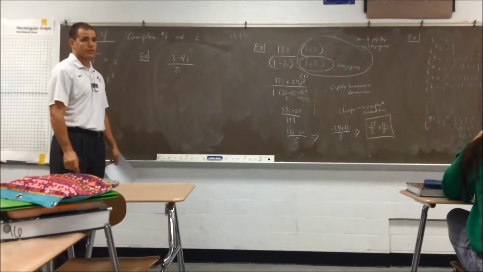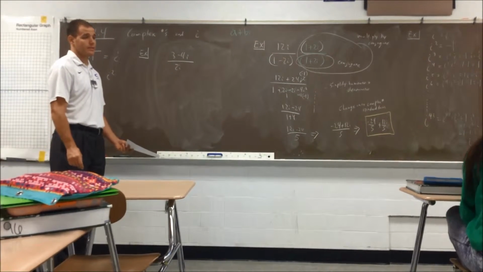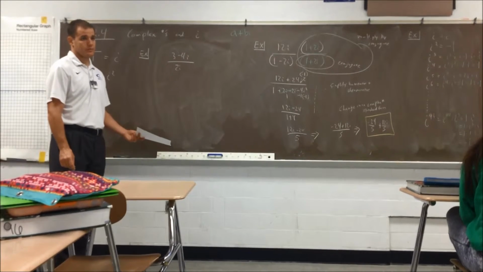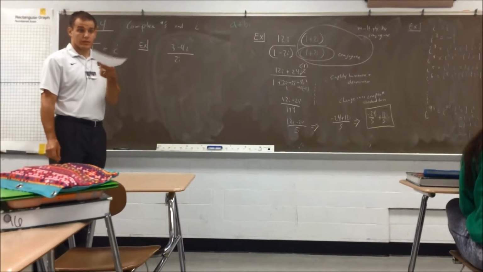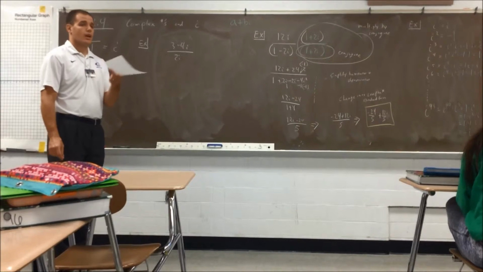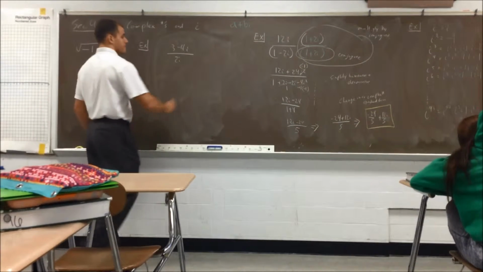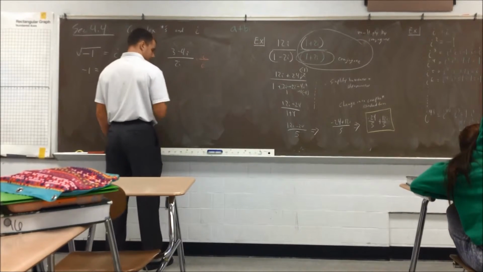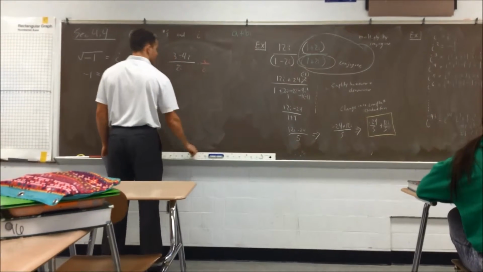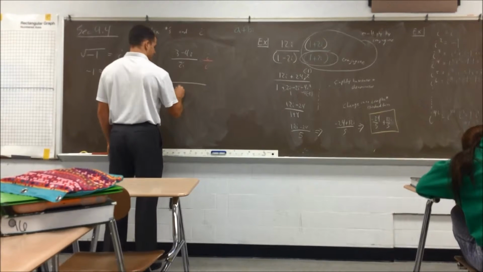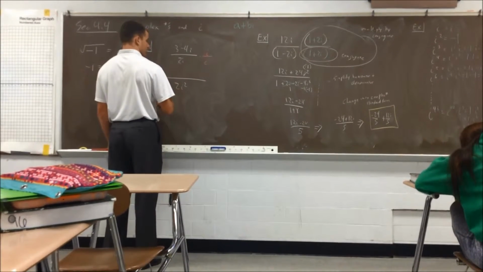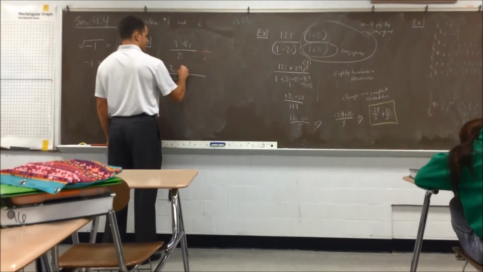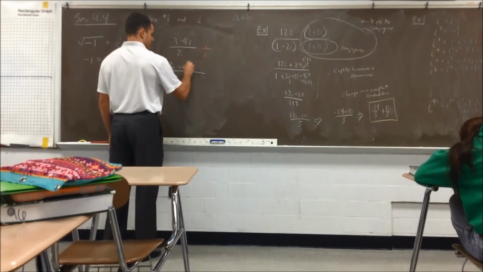Negative 2i would work. You could also, in this case, just multiply by i, your choice. 2i would work, it's just going to require some more simplification. I'm going to go just by i. So I'm going to get 2i squared, then 3i minus 4i squared.